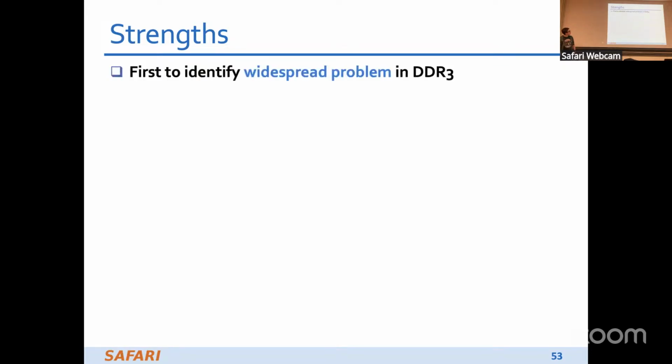The strengths of the paper, I think, are that they are the first to identify that this is a widespread problem in DDR3 RAM. So they have thoroughly tested this. They are also the first to identify word line toggling as the cause of this. Previously, it wasn't fully known what exactly could have caused these errors. Now they have figured out it's specifically toggling. It's not reading or writing. It's nothing else. It's just word line toggling.